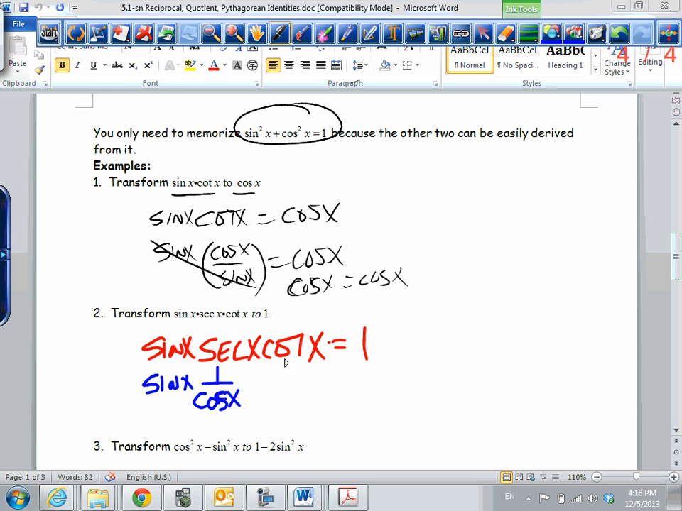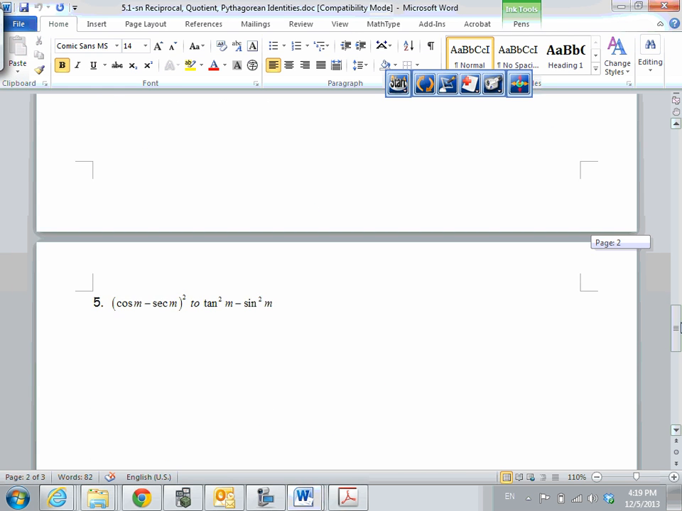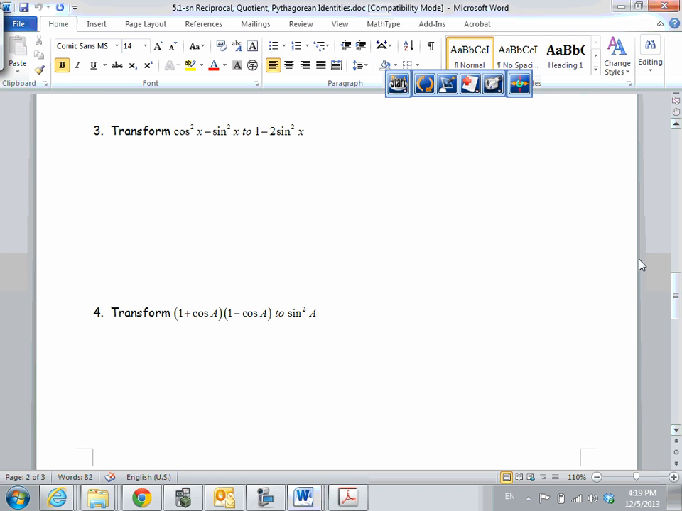Cosine. Cotangent is cosine x over sine x. Well, hold on. Let's see. Sine, sine. Cosine, cosine. Oh, what do you know? We got 1 equals 1. Makes us happy. All right, I got a few more here. 3 more maybe.